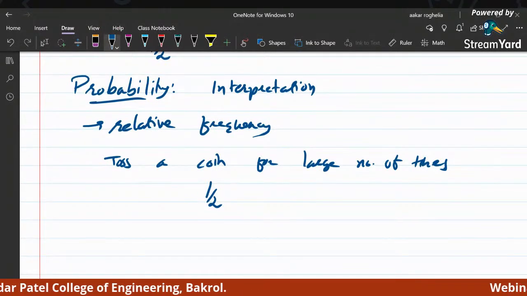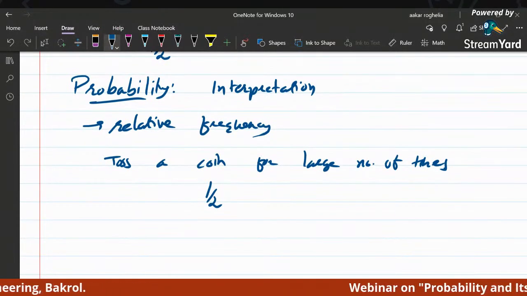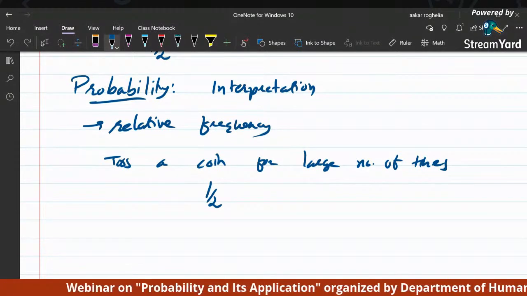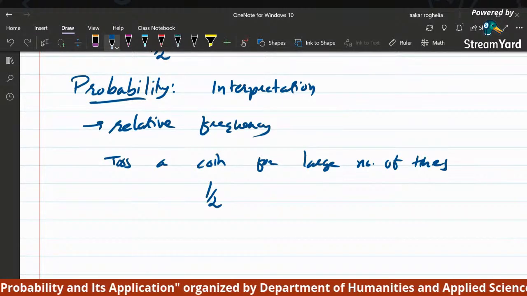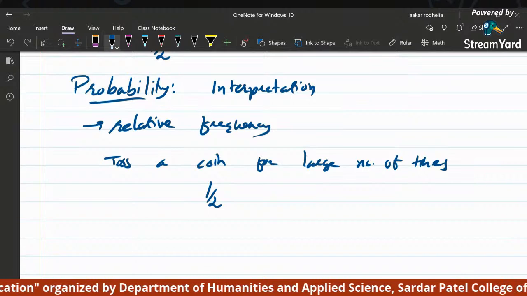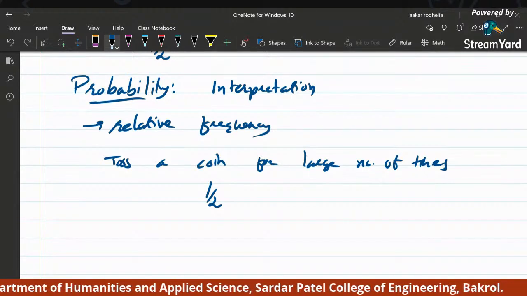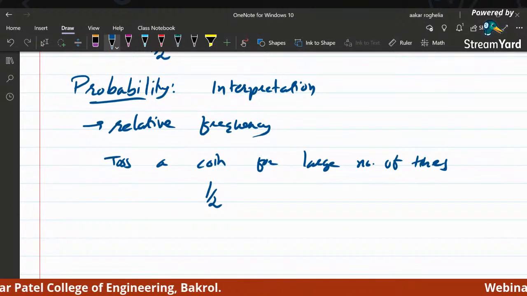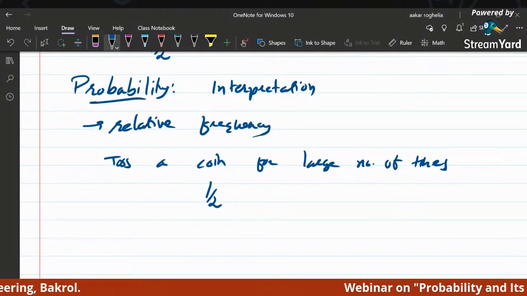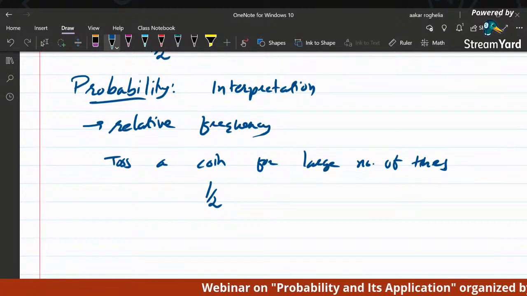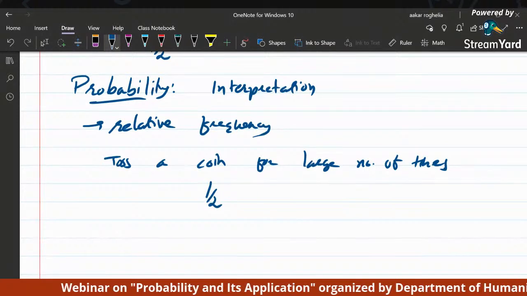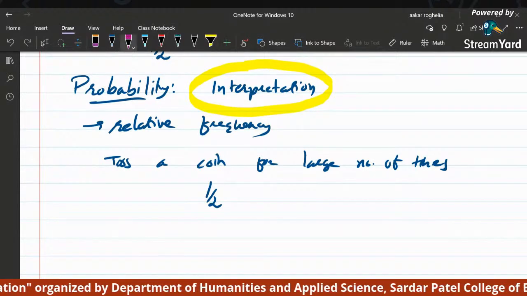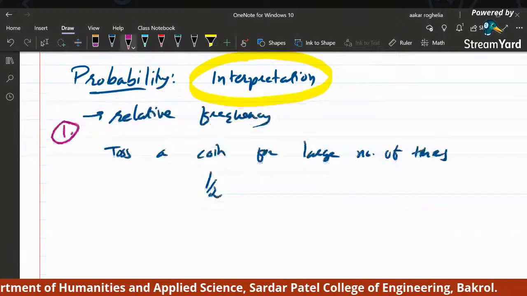That is, when you repeat the experiment a large number of times, and of course your coin must be a fair coin. It should not be a coin that is used in Sholay. So as the number of flips increases, the proportion will go closer and closer to 1 by 2. In that case, you have to repeat the experiment so many times, but that is also not feasible in some cases. So that is one of the interpretations, number one: relative frequency.